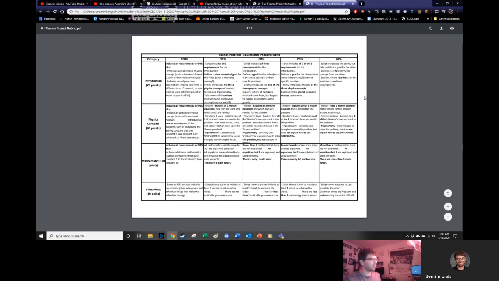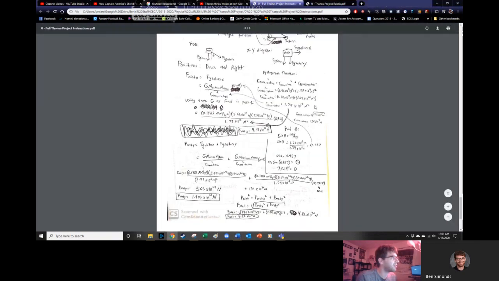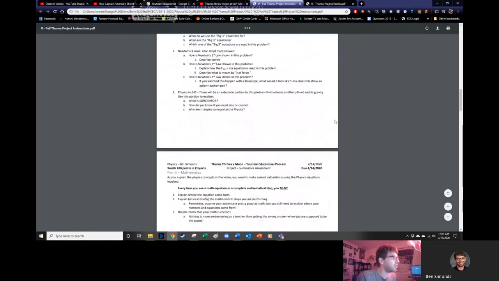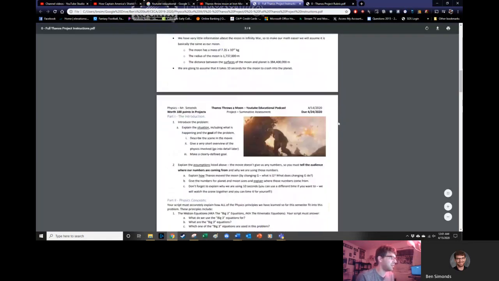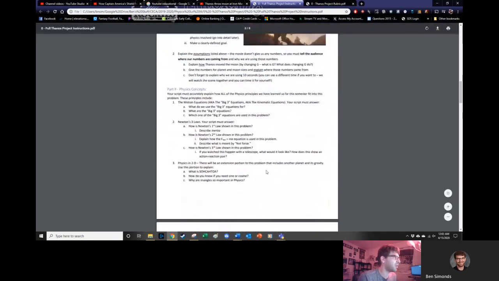for the Thanos Project. So again, I don't want to overwhelm you, so you guys can read. But basically, please use this rubric as a guide, and as well, of course, use the instructions as a guide. So just start at the beginning. What do you need to do? Boom, your script needs to include these 3 parts. So start at part 1.